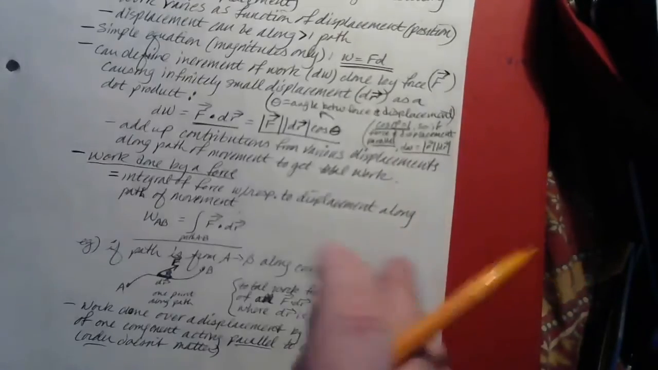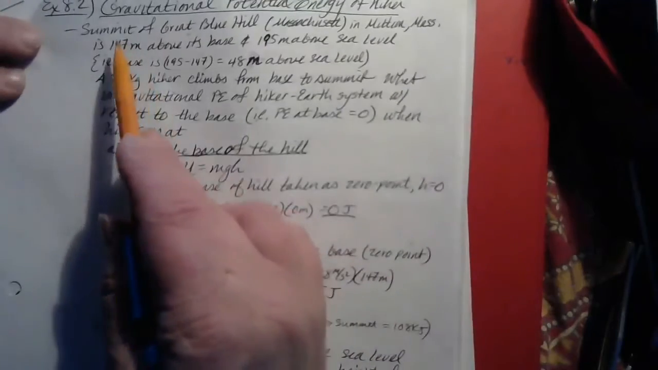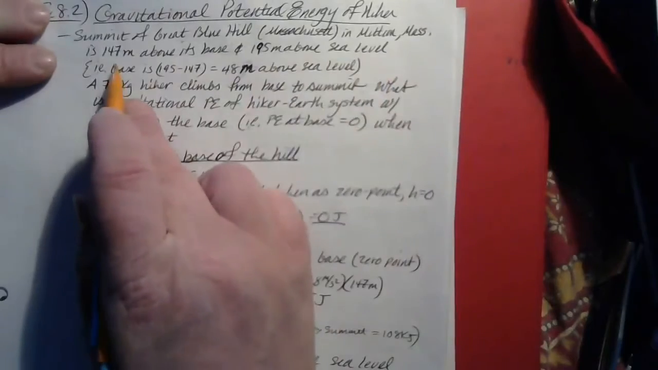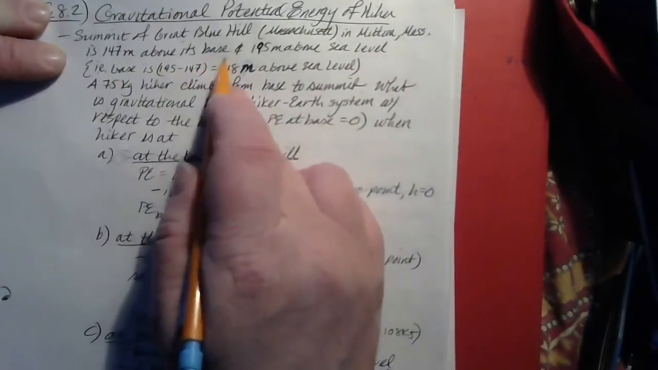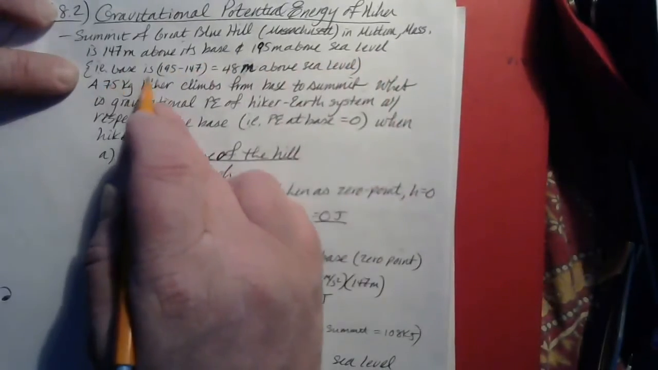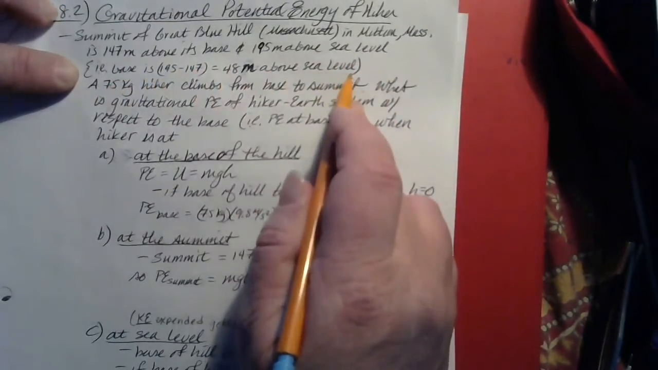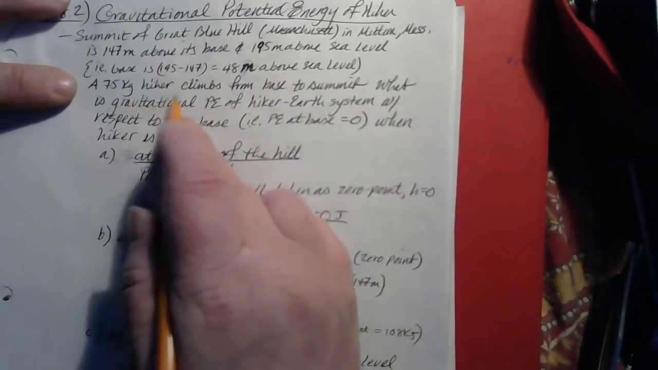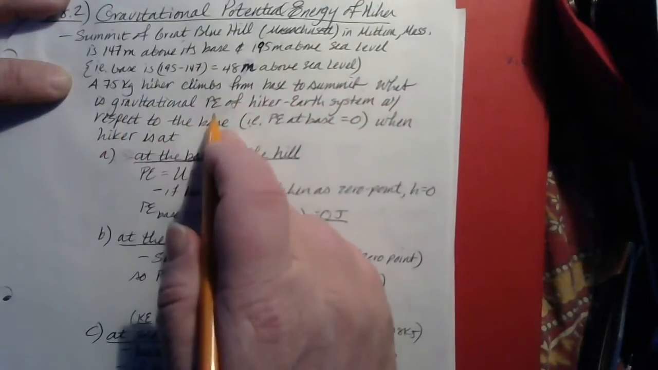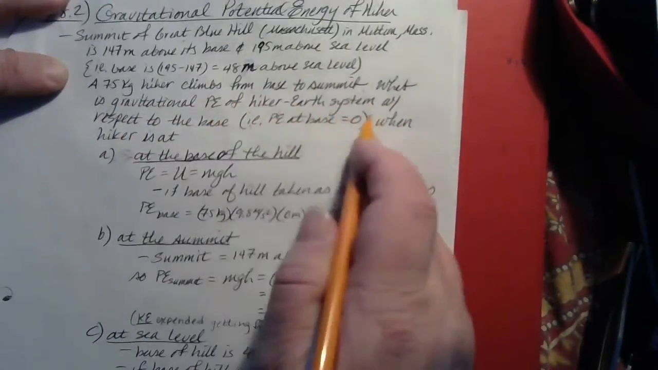Okay, and an example of that is actually the second example in the chapter. That's the only example I want to go over. The first example isn't really relevant to what I want you to know, but this one is. The summit of some hill in Massachusetts is 147 meters above its base and 195 meters above sea level, or in other words, the base is 48 meters above sea level. And a 75 kilogram hiker is climbing from the base to the summit. What is the gravitational potential energy of the hiker-Earth system?